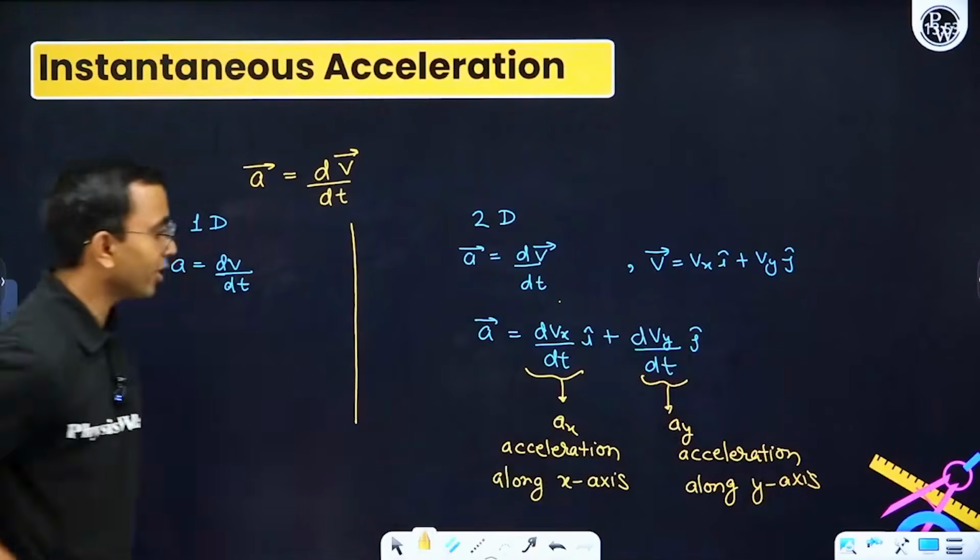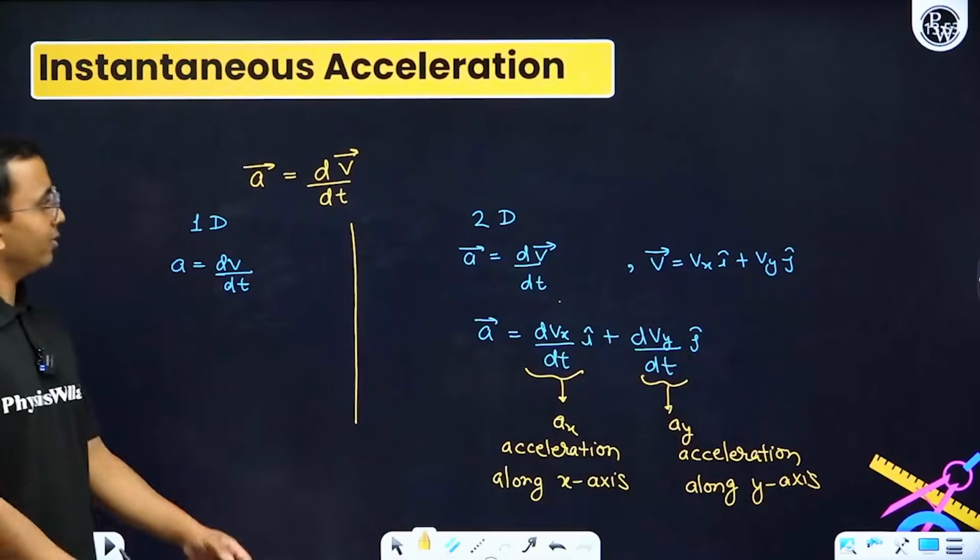If there is az also, that will become acceleration along z-axis. Okay.